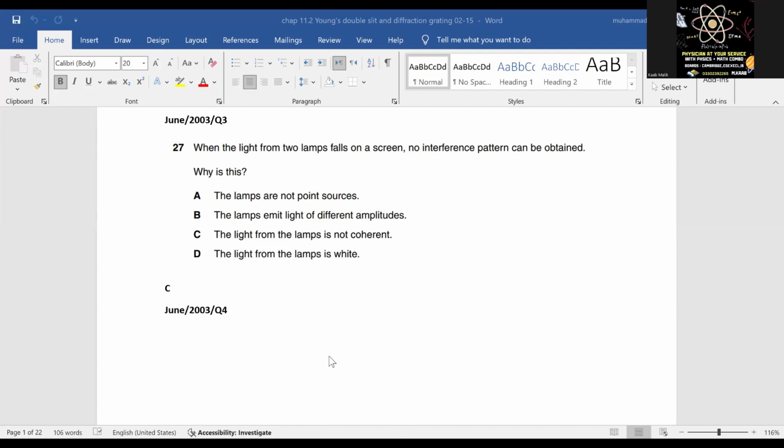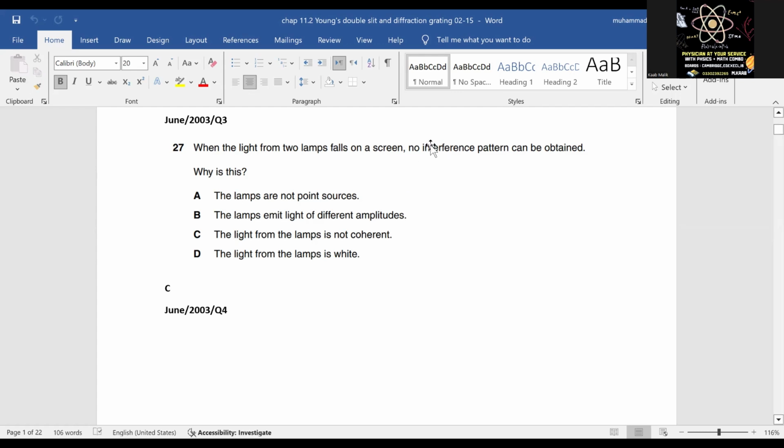When light from two lamps falls on a screen, no interference pattern can be obtained. Why is this? So you have the light, the lamps are not point sources. This is not necessary. A lamp can radiate in all directions. Lamps emit light of different amplitude.